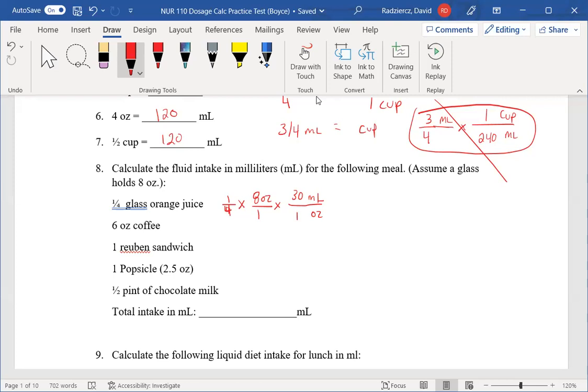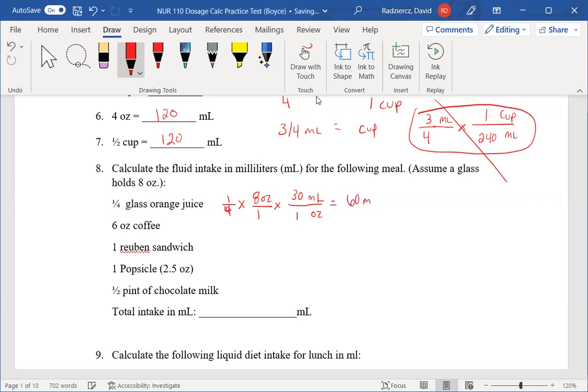Or if I set up a long dimensional analysis here, really the only thing that's different than how you would traditionally do any of these other types of problems is just accounting for the 1/4. And like I said, you're going to multiply across the top, divide by what's on the bottom. So for this one, 8 times 30 is 240 divided by 4. And then you're going to get 60 milliliters.